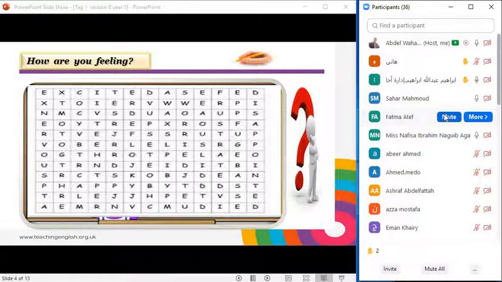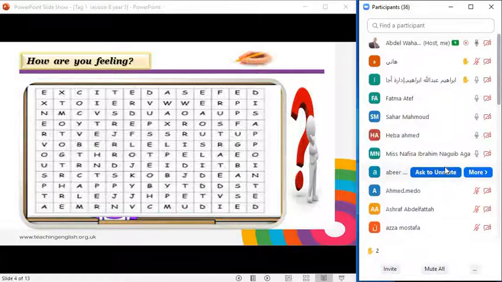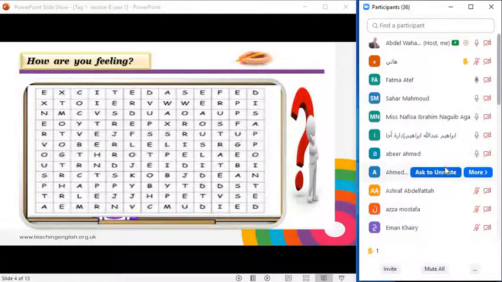Let me find another word. The previous ones Mr. Hani said. Okay. What else? I give you a chance. Another person. Miss Fatma, go on. Three words. Excited, disappointed, happy. Okay. Another person. What else?